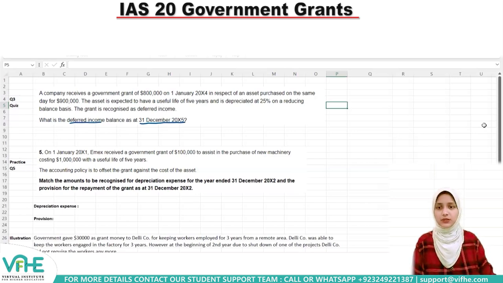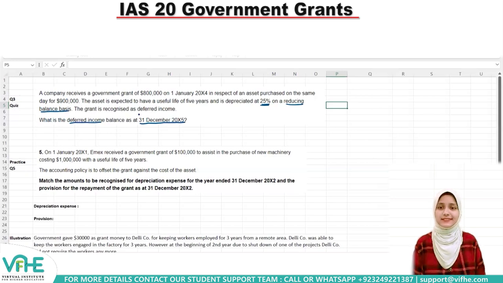Okay. So anyway, the case is a company receives a government grant of 800,000 on 1st of January 2014 in respect of an asset purchased on the same day for 900,000. Okay. So the asset was purchased for 900,000 and the grant money that was received was 800,000. Which date? 1st Jan 2014. The asset is expected to have a useful life of 5 years and is depreciated at 25% on a reducing balance basis. Understand that though life is 5 years, depreciation is at 25% on reducing balance basis. This is how they choose to write off the asset in their books.